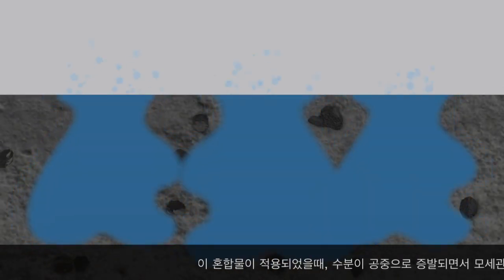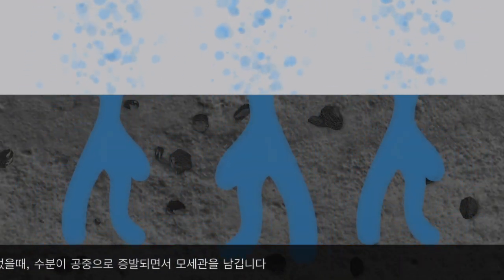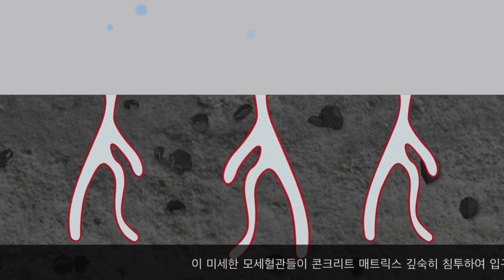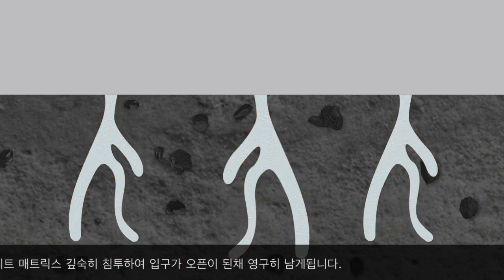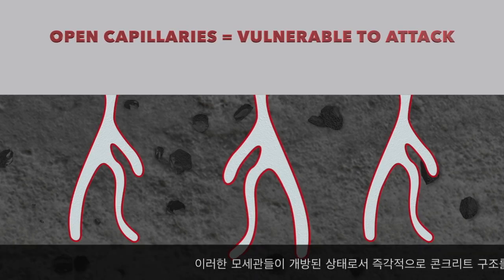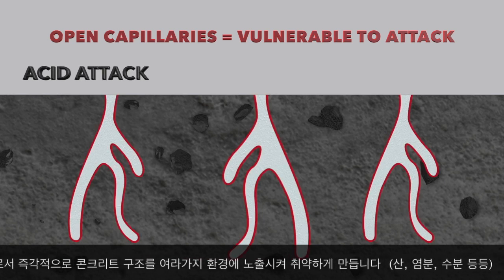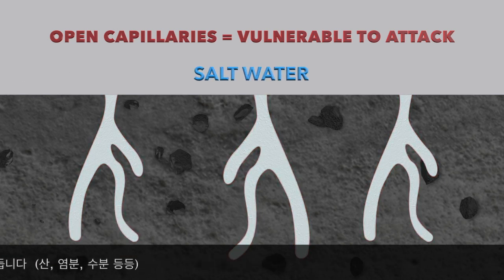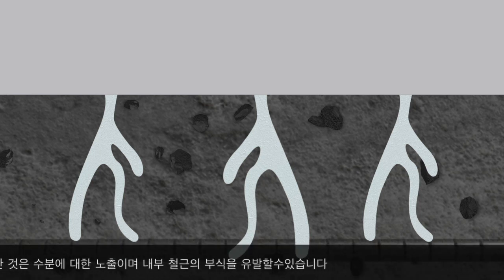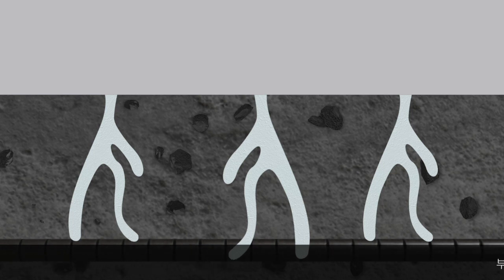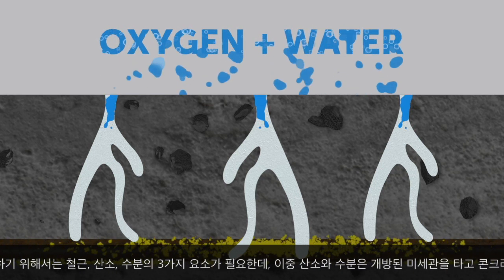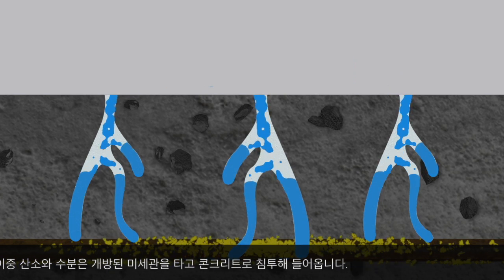When placed or cast in its mixed form, bleed water in concrete escapes into the air, creating capillaries. These microscopic arteries go deep into the concrete matrix and stay open permanently after the bleed water escapes into the air. These open capillaries instantly make concrete vulnerable and expose it to attack in many forms. The principal attack agent is moisture, which can lead to a number of problems, like corrosion of the embedded reinforcing steel. For corrosion to occur, you need three elements: steel that can rust, oxygen, and water, the last two of which get into the concrete through these open capillaries.